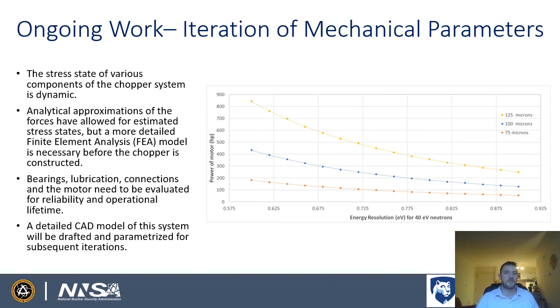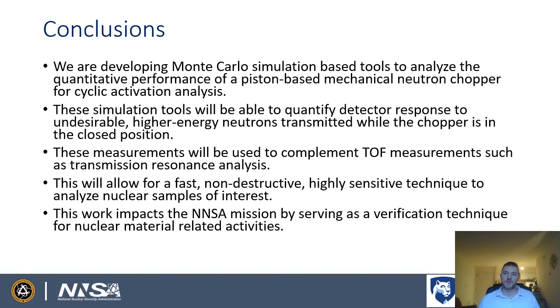So in conclusion, we are developing Monte Carlo simulation-based tools to analyze the quantitative performance of this piston-based mechanical neutron chopper for cyclic activation analysis. We're modeling time-dependent detector responses, and the simulation tools will be able to quantify detector response to the undesired higher energy neutrons transmitted while the chopper is in the closed position. These measurements will be used to complement time of flight measurements, such as transmission resonance analysis. Combining these two will allow for a fast, non-destructive, highly sensitive technique to analyze specific nuclear samples of interest.